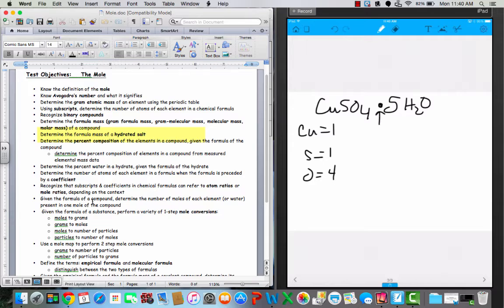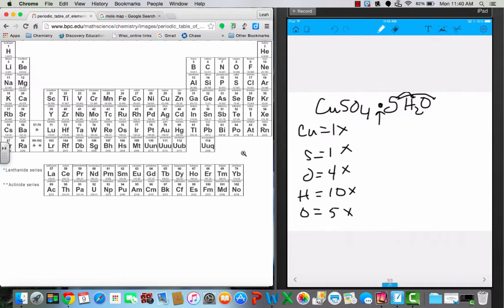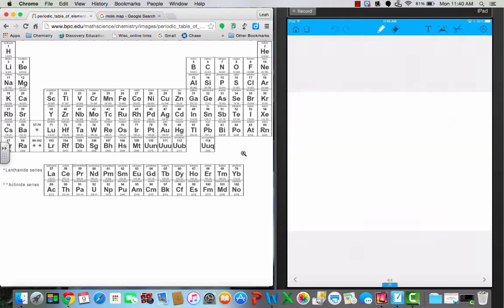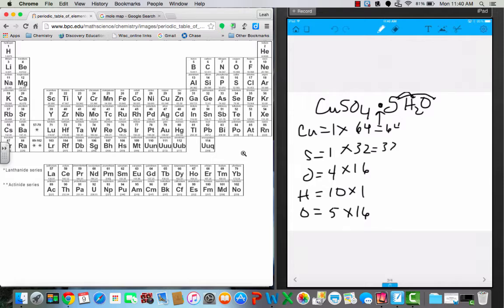What's unique about this is that the dot doesn't mean multiply, that just means contains or includes. So in this case, you have to distribute that 5 through, and I have 10 hydrogen and 5 oxygen. And so you just look up the masses again from the periodic table. Copper is 64, sulfur is 32, oxygen is 16, hydrogen is 1, oxygen is 16, and so the formula mass, if you add it up, is 250 grams.